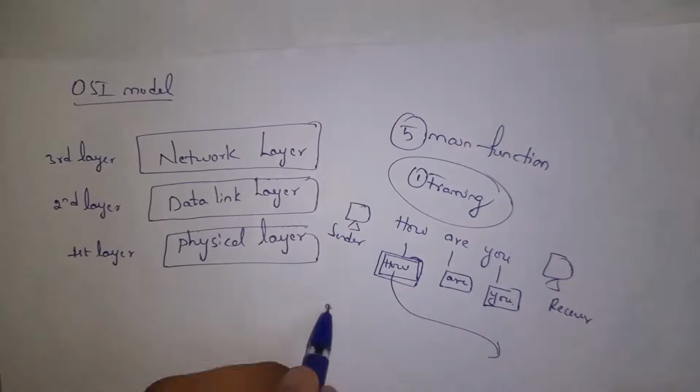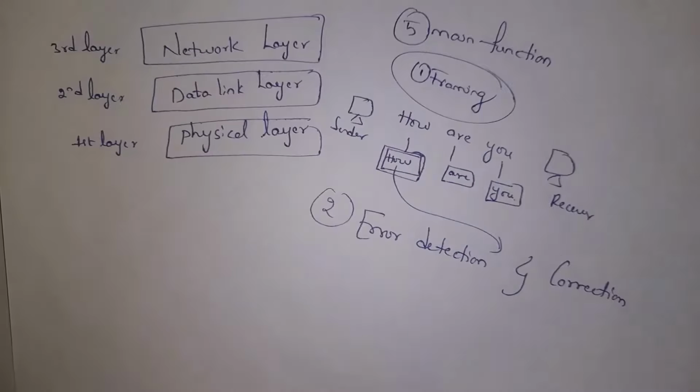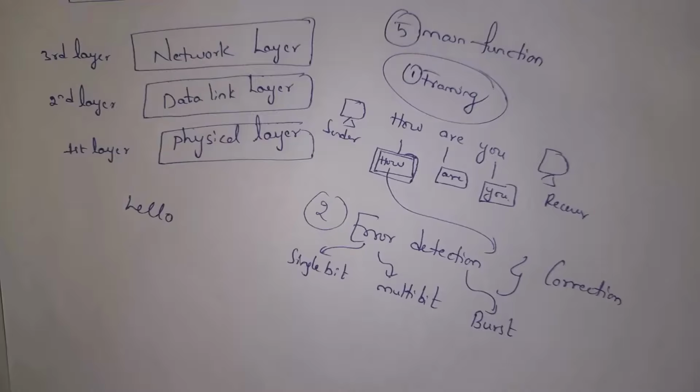And second function is error detection and correction. Guys, data link layer can detect errors and as well as data link layer can correct errors. Errors are classified into 3 types. They are single bit error, multi-bit error and burst error.